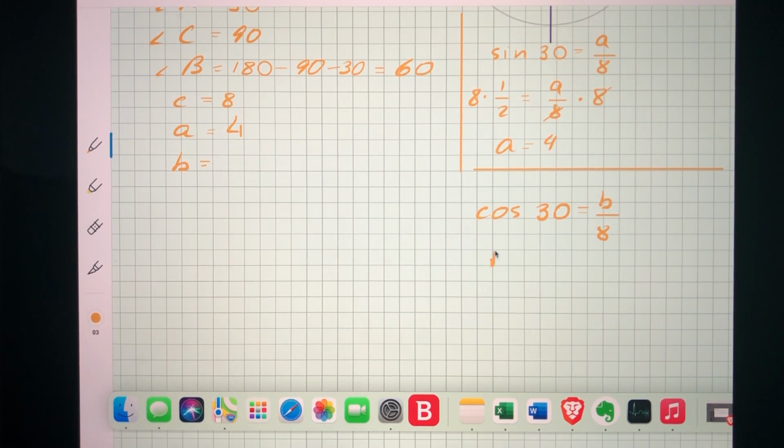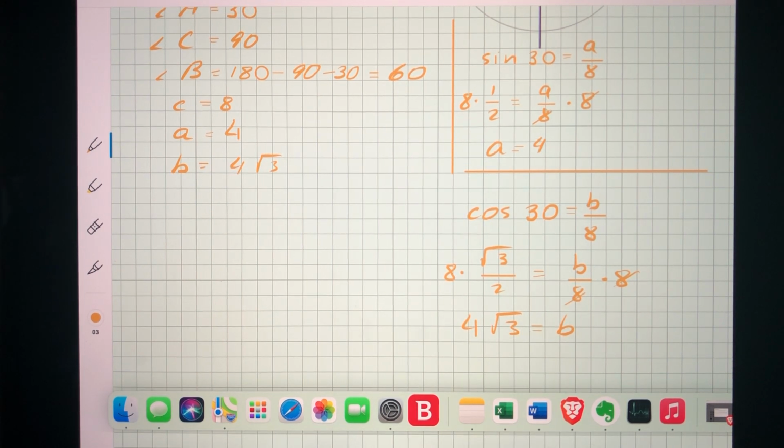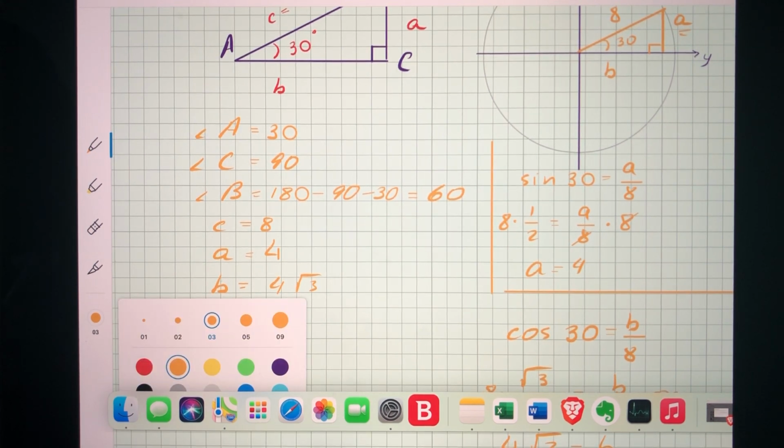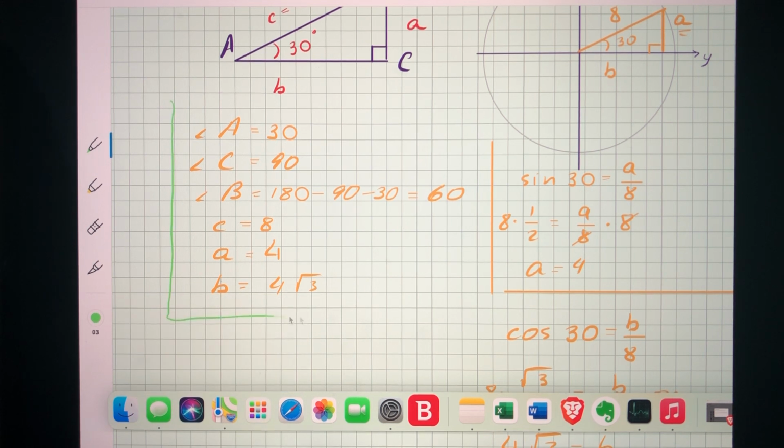So square root of 3 over 2 is B divided by 8. Same procedure. We multiply both sides by 8 to cancel the division. And we have our answer. 4 square root of 3 is B. And this is it. We have solved the triangle. These are the final answers to our question. Here they are, and we are done.